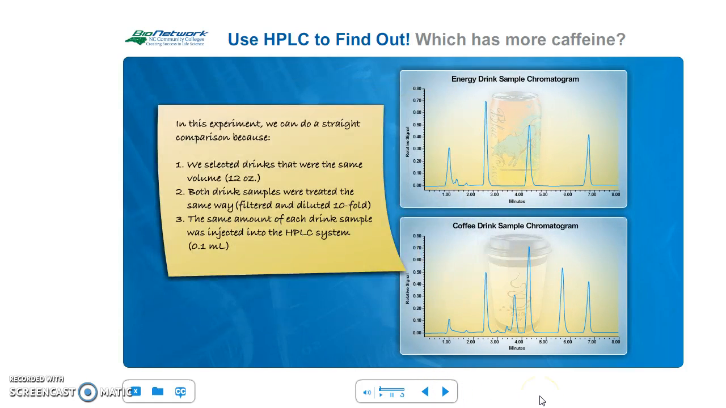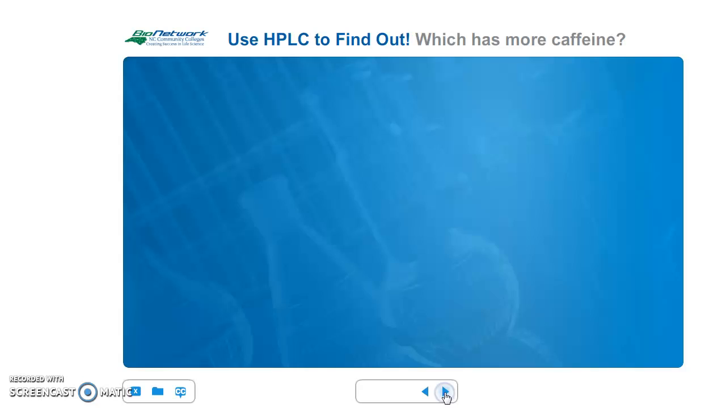Okay, now that we've figured out which peak represents caffeine in the two chromatograms, we can finally get to the question that brought us here. Which drink has more caffeine? We can compare caffeine peaks in the two chromatograms to get this answer. In the note above, we've summarized a few things to simplify our work. When you're ready, click the next arrow to continue.